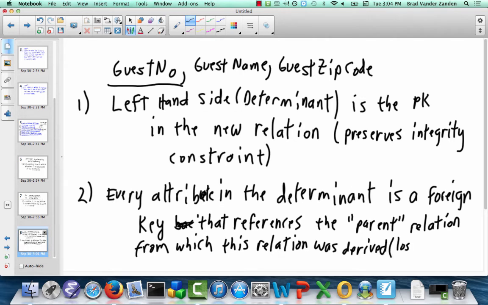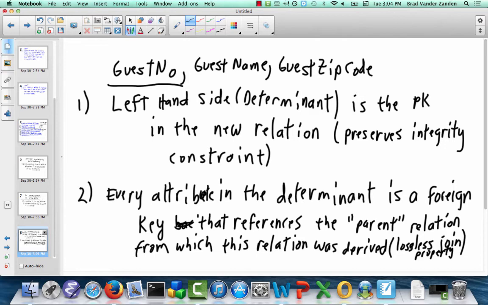And this is the lossless join property. Because by including the determinant in the new relation, we ensure that we can join this new relation with the parent relation and acquire the old relation. So it's a lossless join.